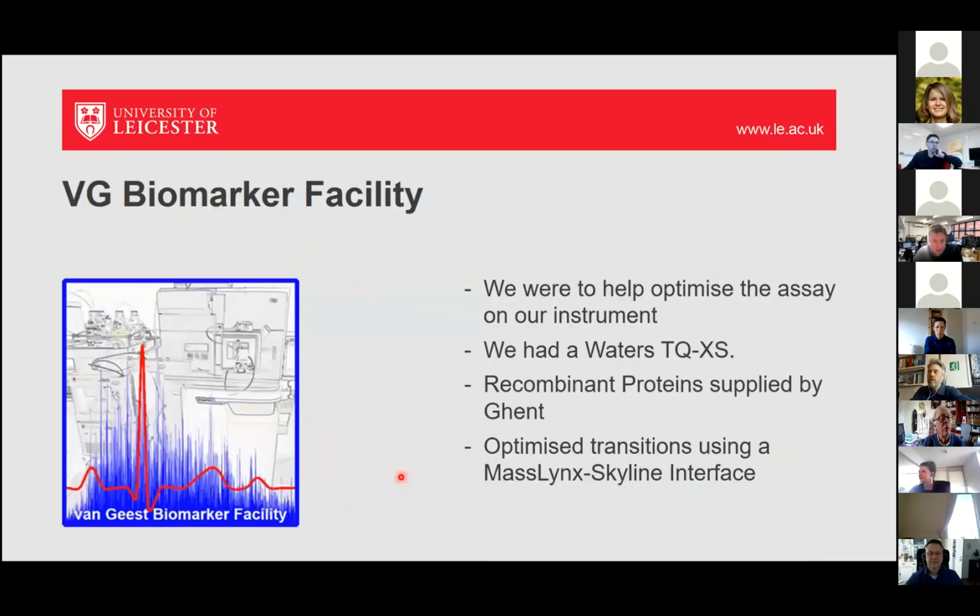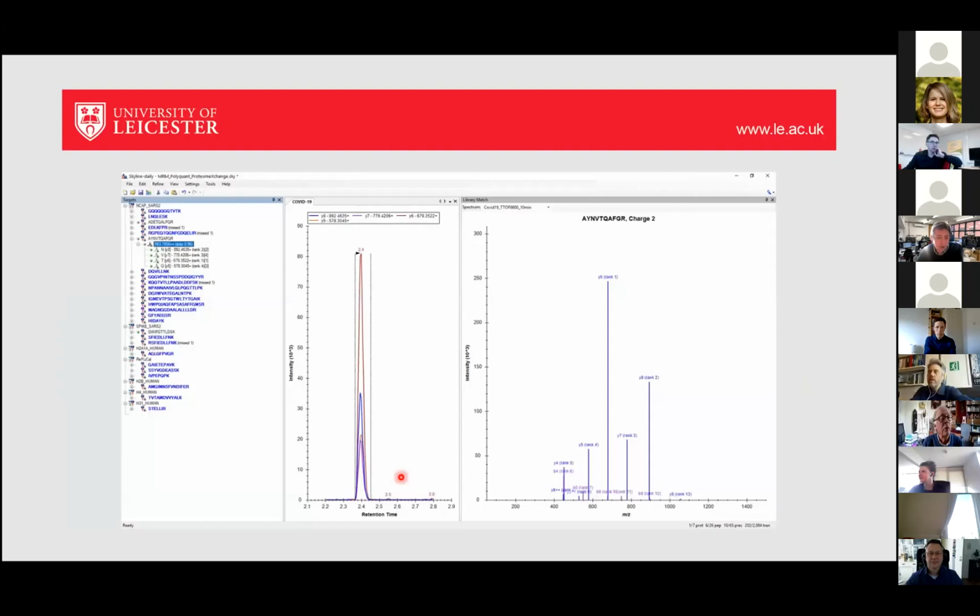So what was our role as the Van Geest biomarker facility? We were there to collaborate and help optimize on our instruments. We were using the Waters TQ-XS, and we'd only just received and had installed this instrument when lockdown occurred. Ghent supplied some of the recombinant proteins, and we optimized the transitions using a program called MassLink Skyline interface, and I'll describe that in a moment.